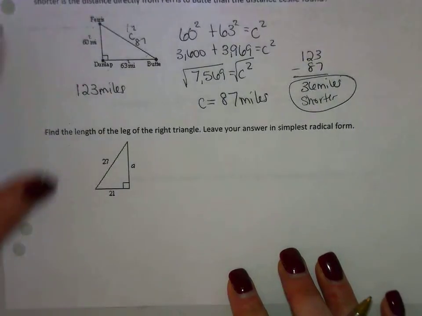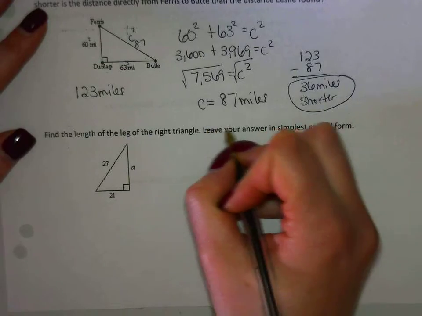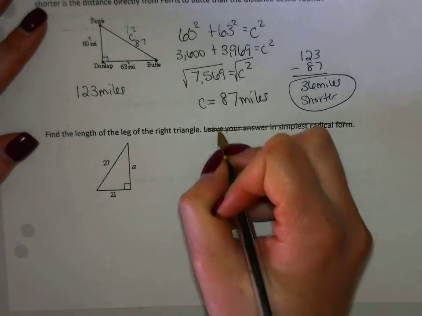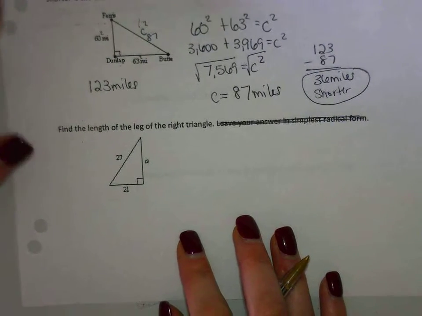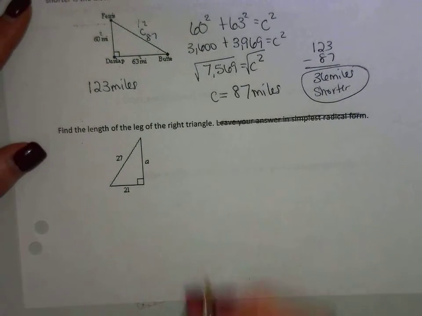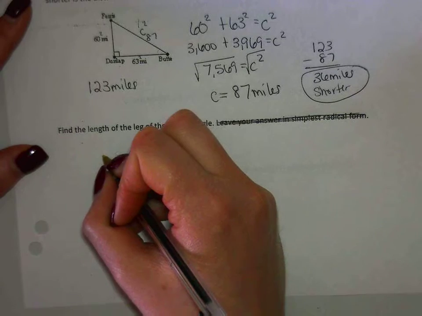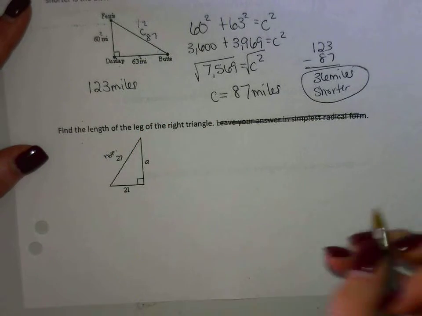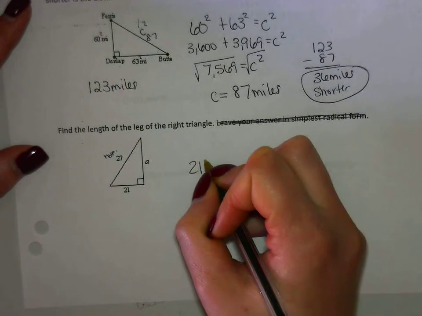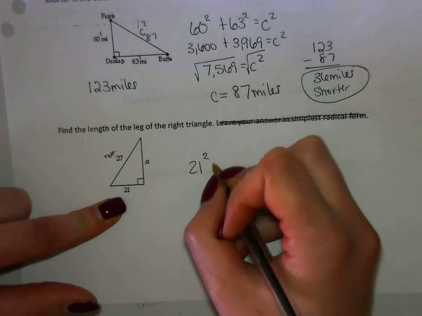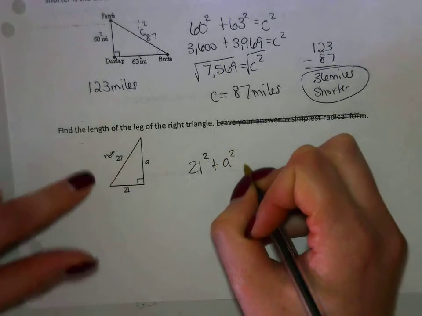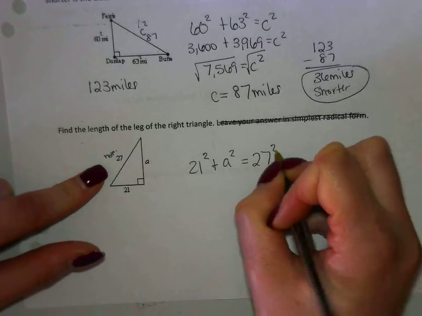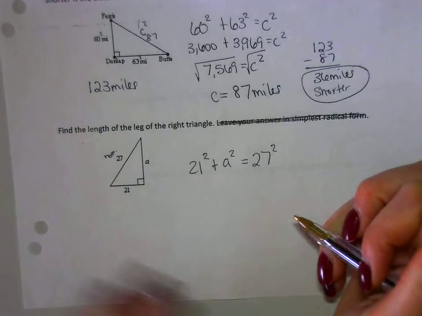Now let's find the length of the leg of the right triangle. We are not going to be working in radical form yet, so we're just going to find the length and round it to the nearest hundredth. Here, this is going to be our hypotenuse. So we need to take our shorter side, which is 21, and square it, add it to our other short side, which is a squared, and set it equal to the hypotenuse squared.